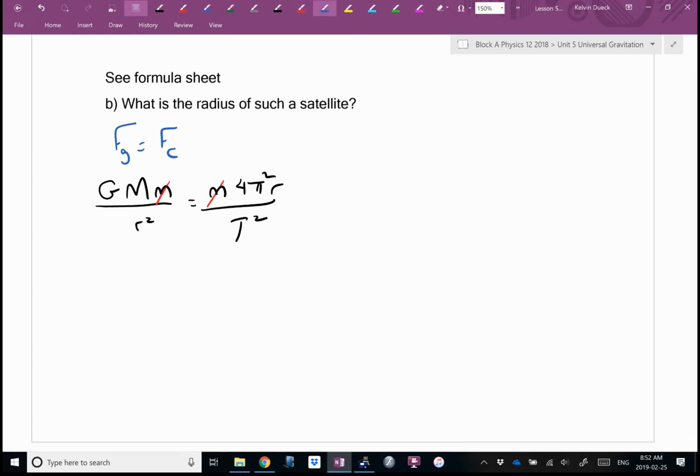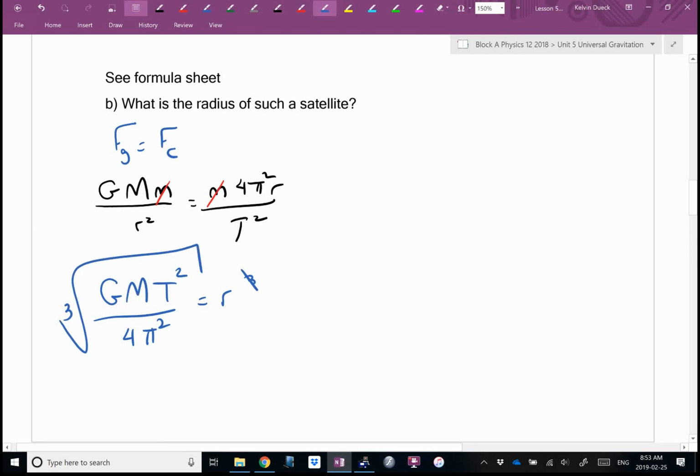So I think I'm going to get r cubed. You know what? I'm going to cross multiply this way. Big G, big M, t squared over 4 pi squared equals r cubed, cube root. I think.